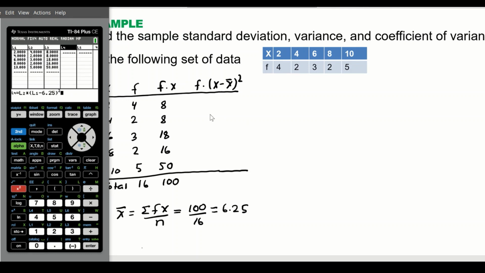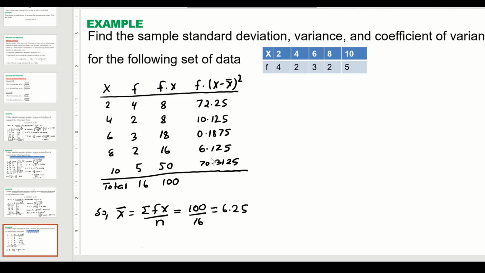If you hit enter, you'll get all the values in the fourth column. Let's check that. Enter. We have these values, so let me copy those values here. Okay, once we have all these values, let's add them together: 72.25 plus 10.125 plus 0.1875 plus 6.125 plus 70.3125. Do that in your calculator. I got 159. Make sure you check it.